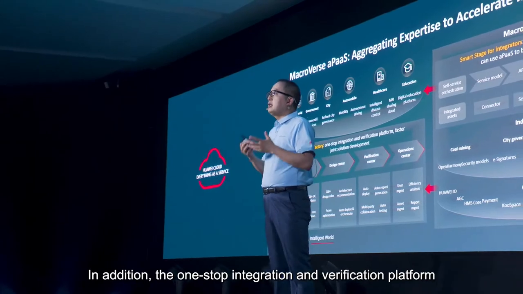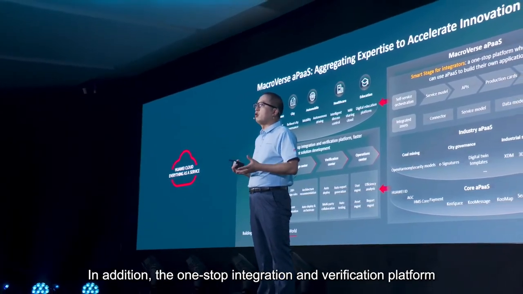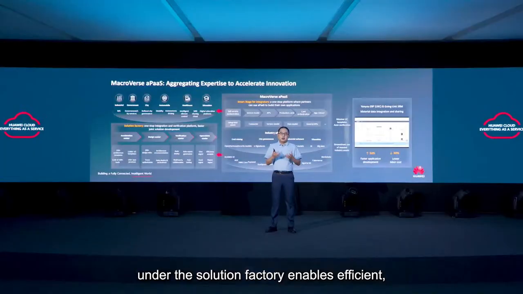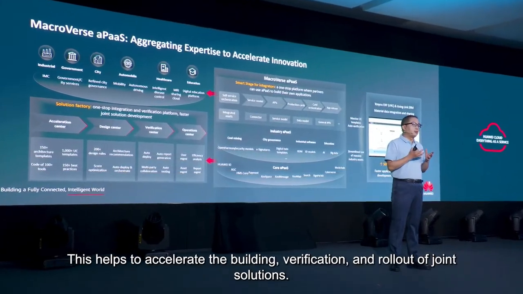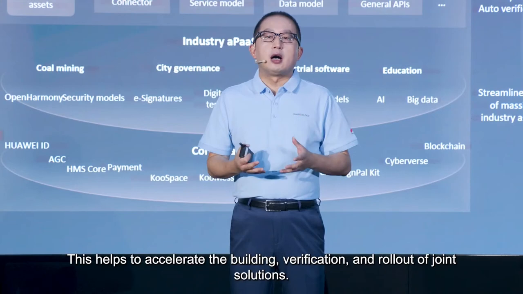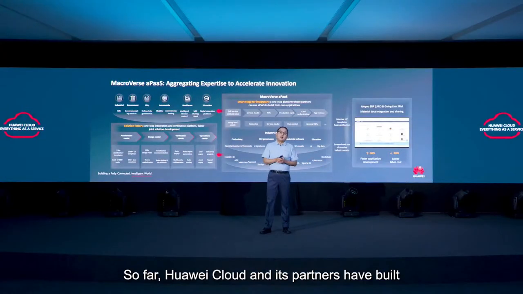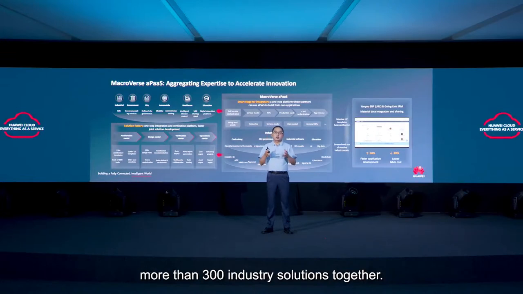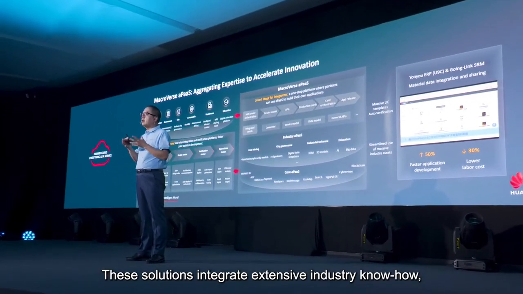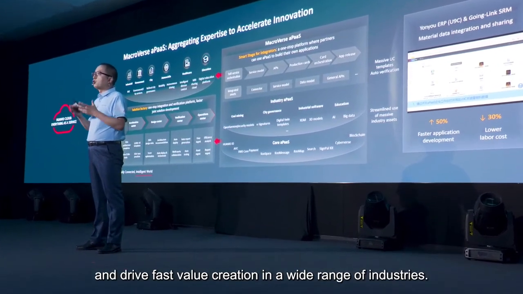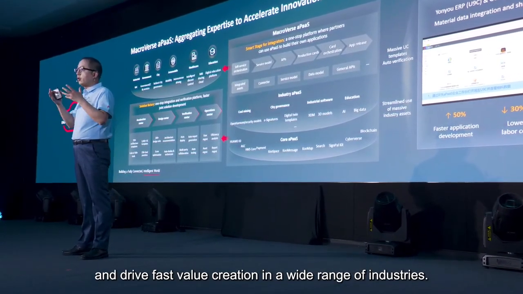In addition, the one-stop integration and verification platform under these solution factories enables efficient self-service solution design, verification, and joint certification. This helps to accelerate the building, verification, and rollout of joint solutions. So far, Huawei Cloud and its partners have built more than 300 industry solutions together. These solutions integrate extensive industry know-how and drive fast value creation in a wide range of industries.